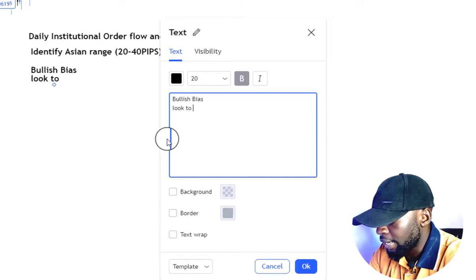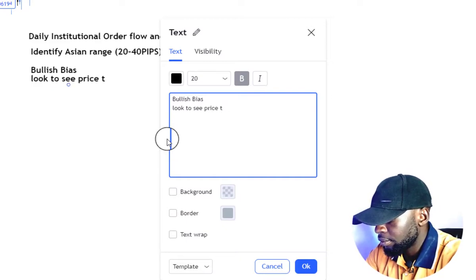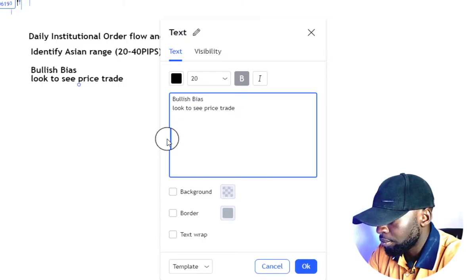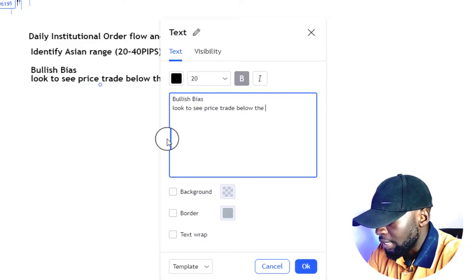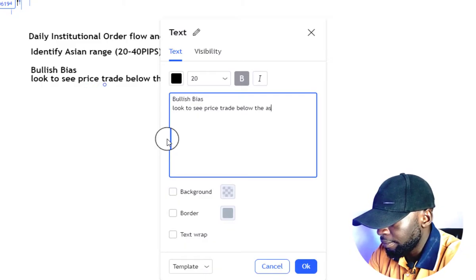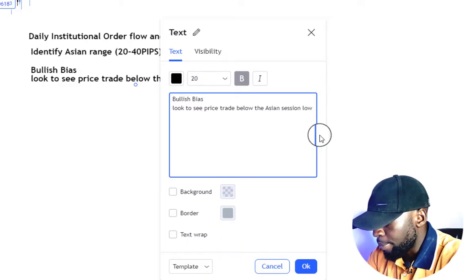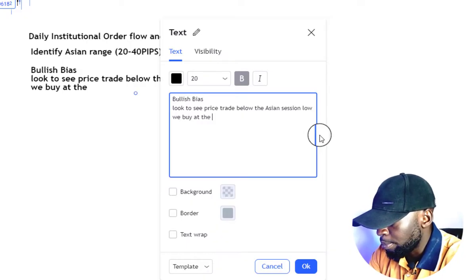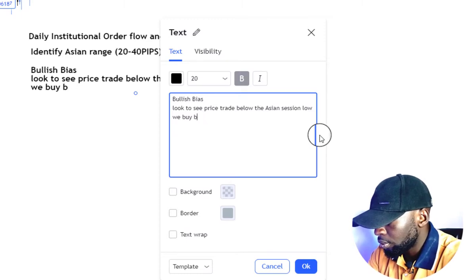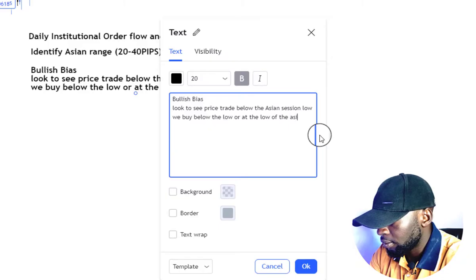or look to see price trade below the Asian session low. Okay, the Asian session low, and then we buy below the low or at the low of the Asian session.